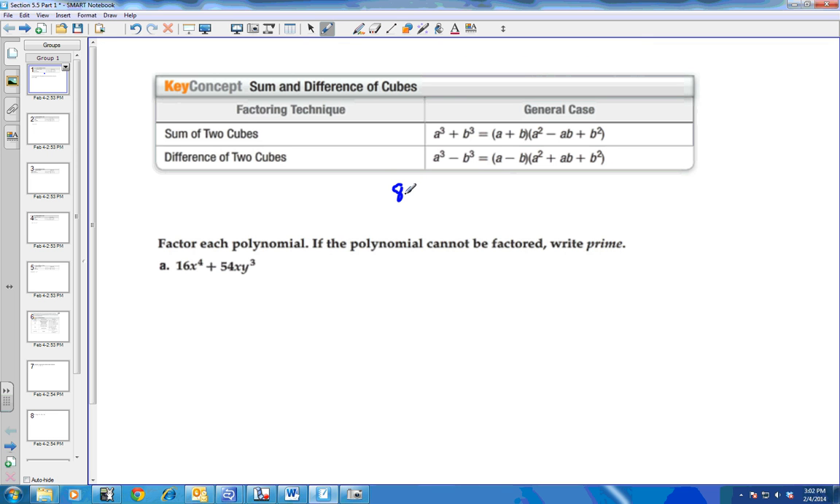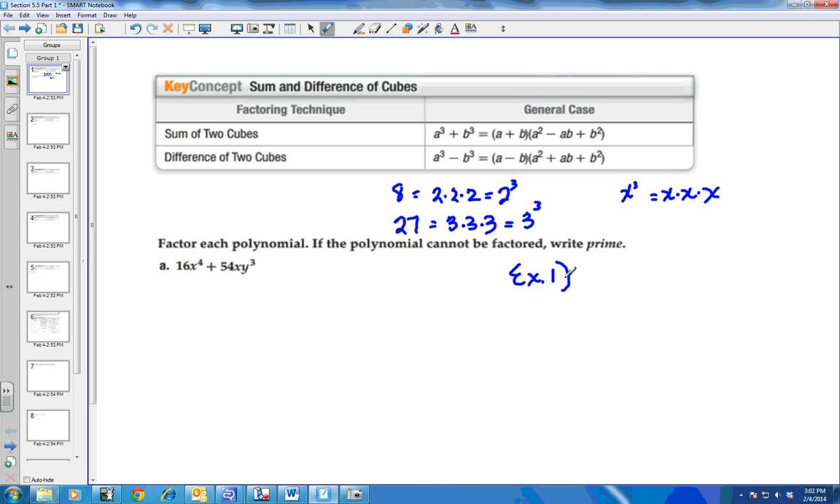8 is a number that was cubed, because it's 2 times 2 times 2. So 2 cubed is 8. Another one would be 27, because it's 3 times 3 times 3, so that's 3 cubed. X cubed is x times x times x. All right, so what we're going to do is factor the sum or difference of cubes by using these basic formulas.